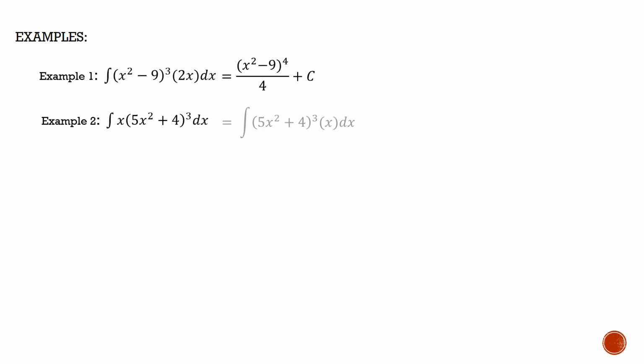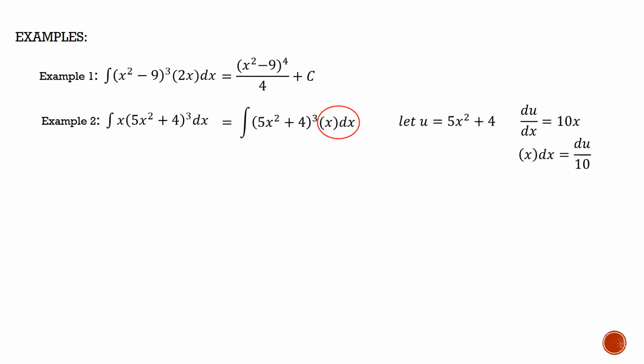Well, first I rewrite it in this form. So 5x squared plus 4 cubed x dx. I let u equal to 5x squared plus 4. I take the derivative, which becomes du dx is equal to 10x. And now what I'm looking for is this particular form, which is x dx. So I'm going to solve for x dx. And what I end up with is du over 10.